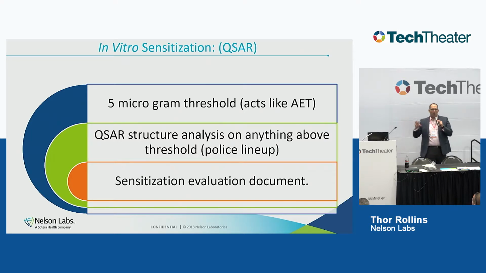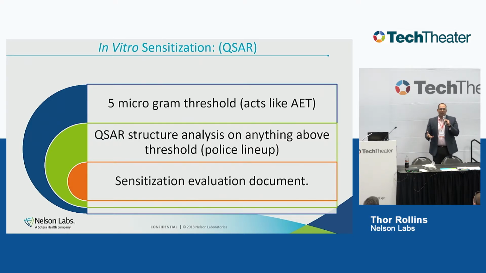So what we do is we run your extractables and leachables, and we identify and quantify every single compound we can that's above 5 micrograms. Anything below 5 micrograms, we don't care about. Then we look at those compounds above 5 and see if they are sensitizers, or if we don't know, we run what's called a QSAR, which is like a structure comparison.